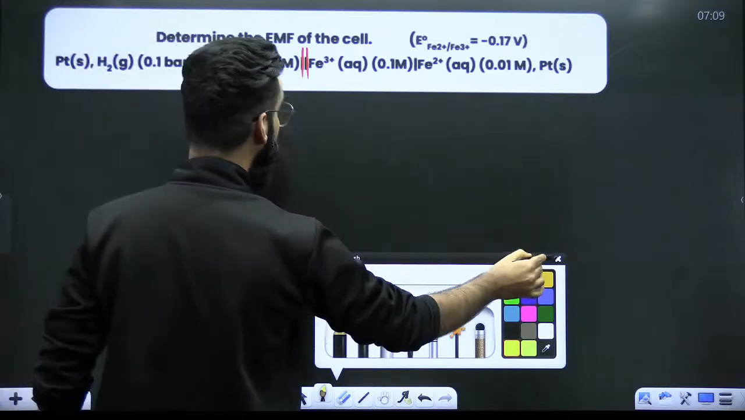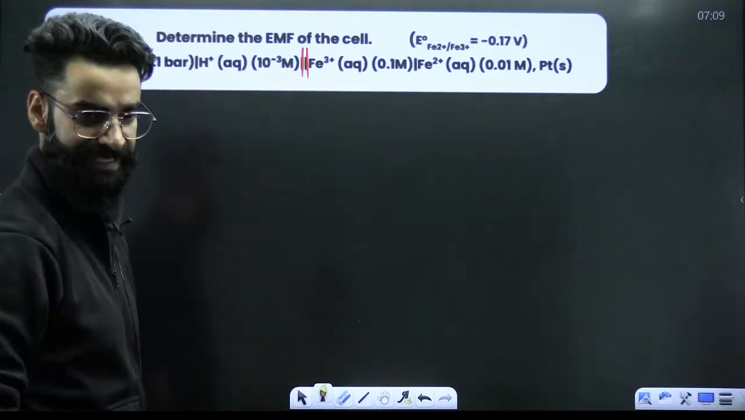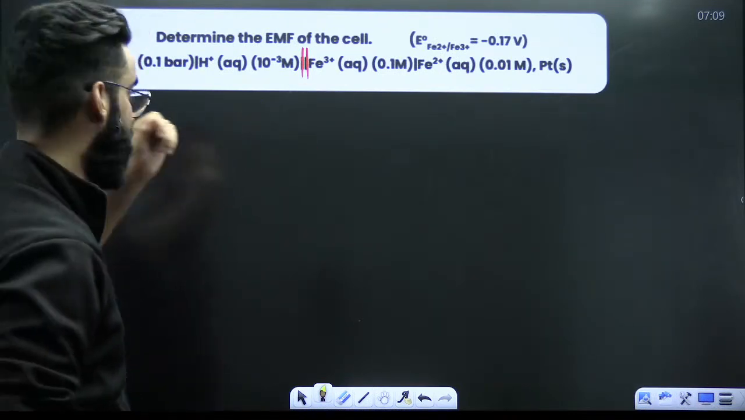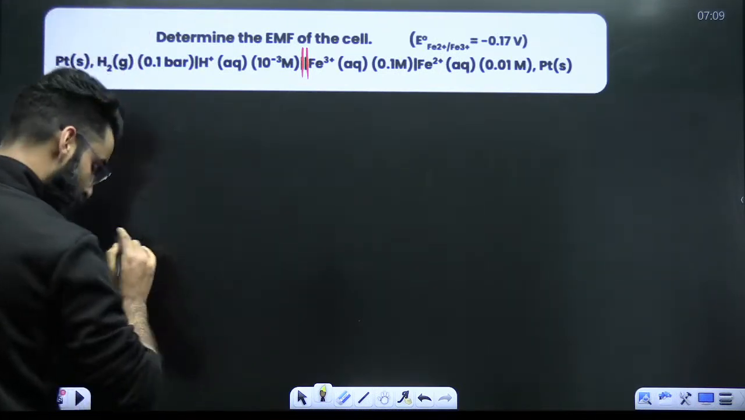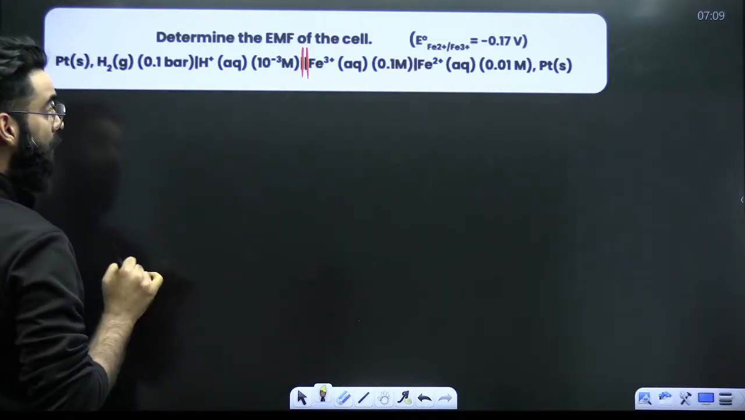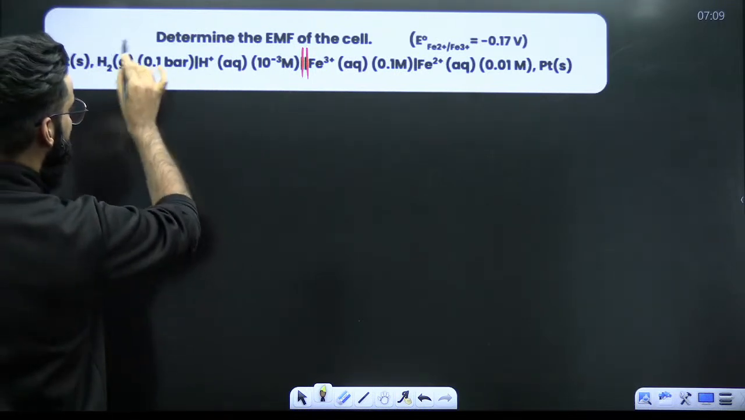So what are we supposed to calculate? We are supposed to calculate EMF of the cell, EMF of this complete cell. So first of all, what I'll be writing? I'll be writing reaction at anode. At anode oxidation takes place. Your anode is your hydrogen electrode.